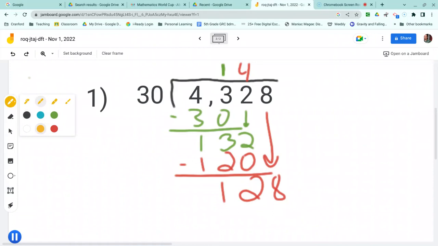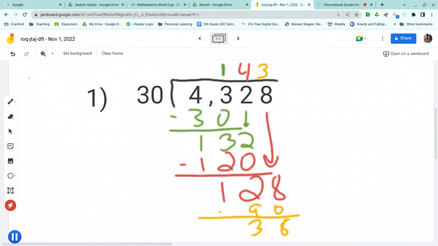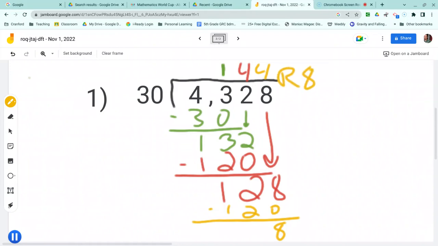The right answer to this will be 3. 3 times 30 is 90. 128 minus this is... Wait a minute. What do I notice here? 38 is bigger than 30. This can't be the right answer either. So therefore, I have to go back one more time. I'll put this as a 4. 4 times 30 is 120. I have 8 as a remainder. Is 8 less than 30? It is. And therefore, that is my final answer to this problem.